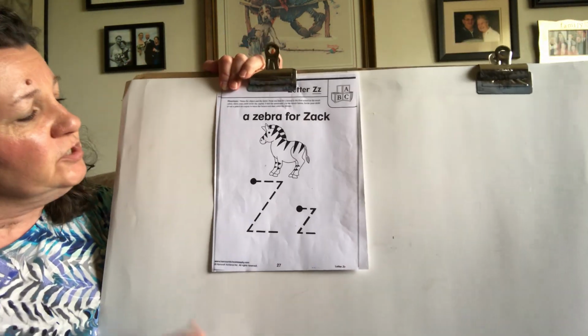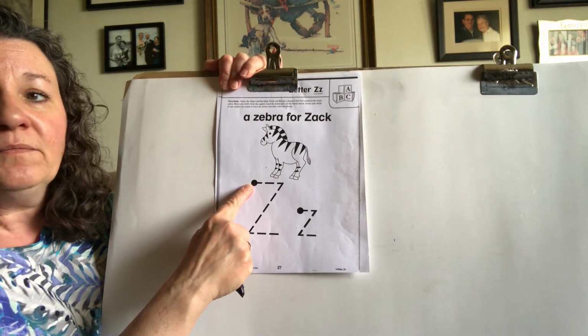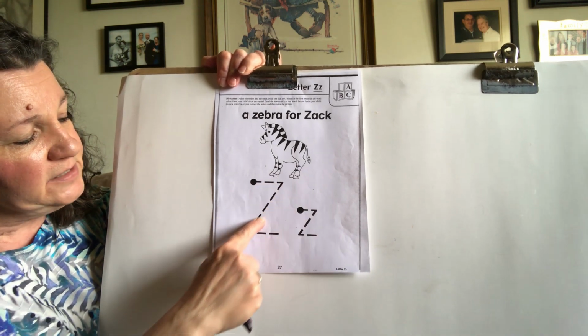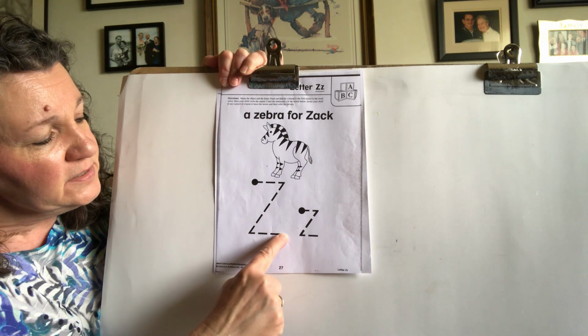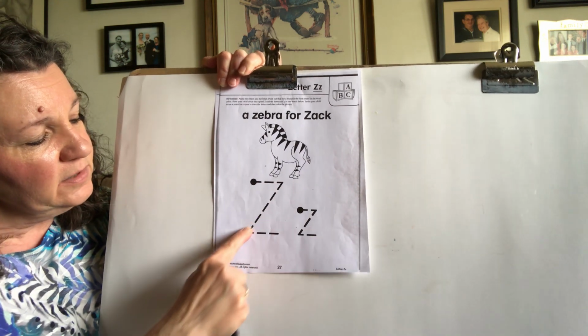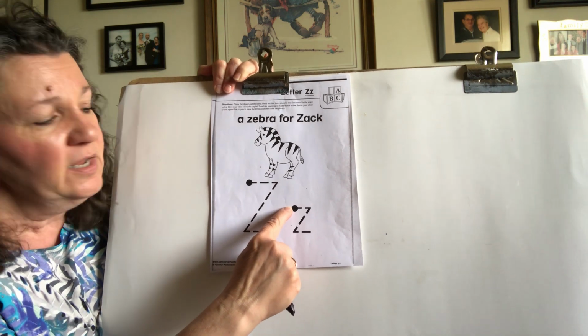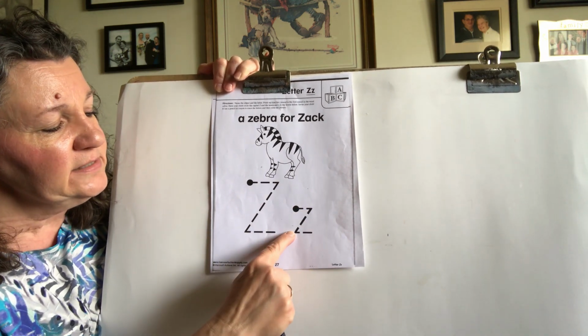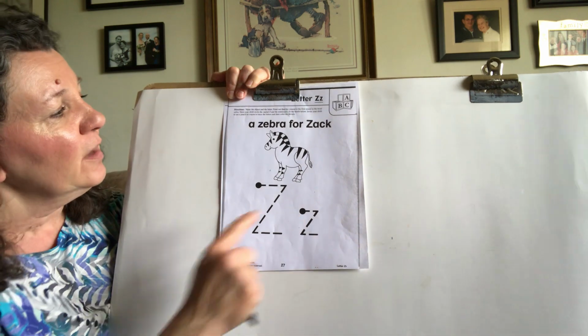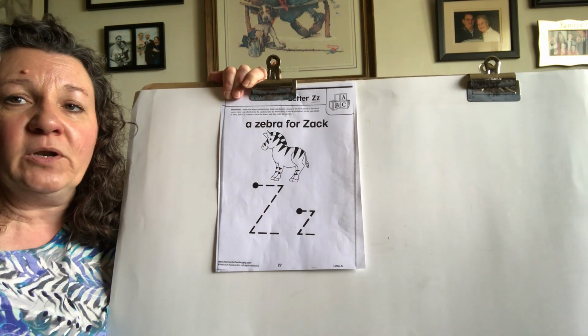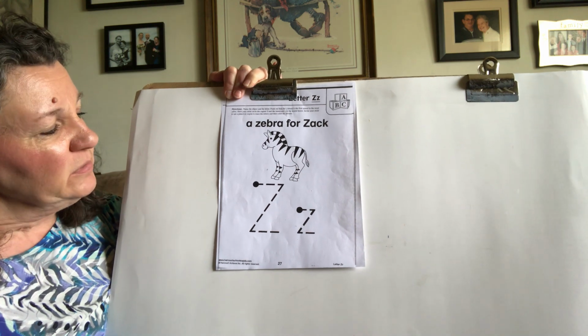So first thing we're going to do is with your finger, start at the dot, and you go across the top, slant to the bottom, and across. Okay, so it's right, left, right. And the little one goes the same way, the lowercase. Start at the dot, goes across, slant down, slide across. Okay, so here we go. This is a zebra for Zach. We know that zebra and Zach begin with the letter Z.